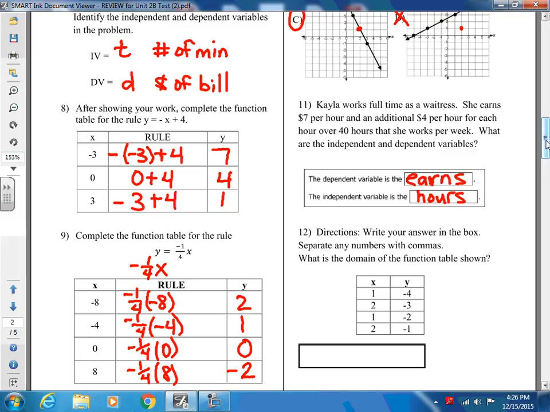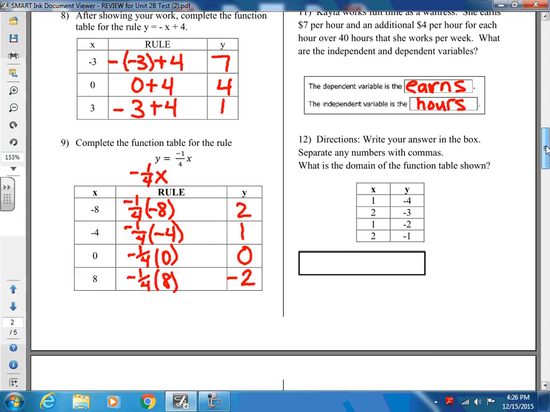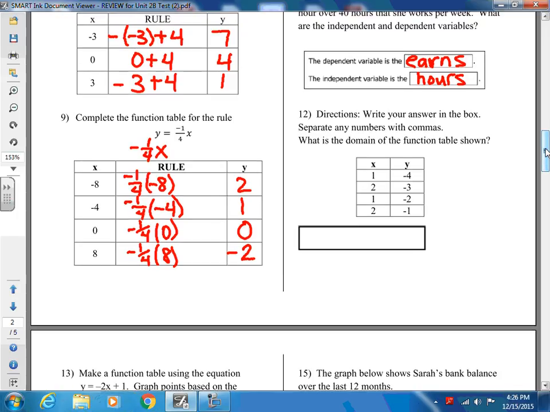Let me write that in a way you can read it. There we go. All right, for number 12, you're going to write your answer in the box and separate any numbers with commas. What is the domain of this function? Remember, domain refers to your x values. So that's all of these guys. But remember, you cannot repeat domain values.